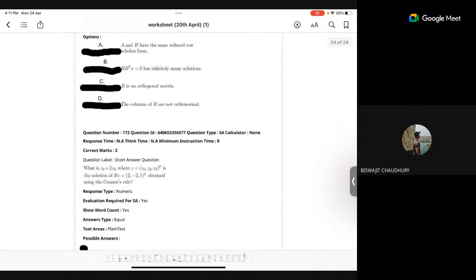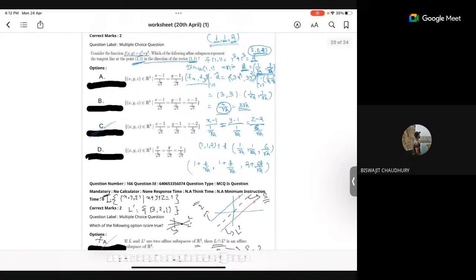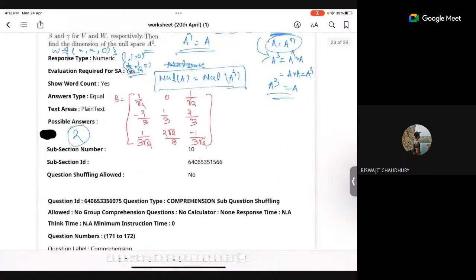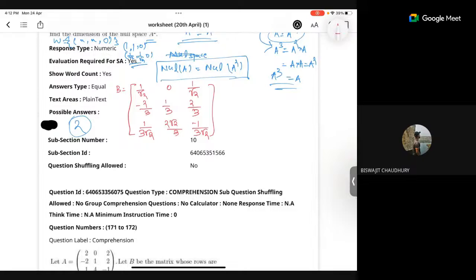Now in the options, the first option is very easy. A and B have the same reduced row echelon form. So B is basically what? We have just multiplied the row 1 with some non-zero scalar, and again the row 2 with some non-zero scalar, and again row 3 with some non-zero scalar. So from matrix A, we have just multiplied some non-zero scalars with R1, R2, R3 respectively. After multiplying it, we have come up with the matrix B. So obviously the reduced row echelon form of both of these will be the same.